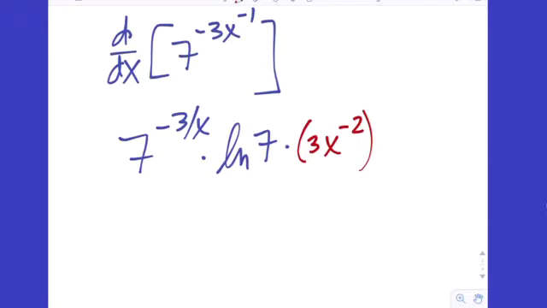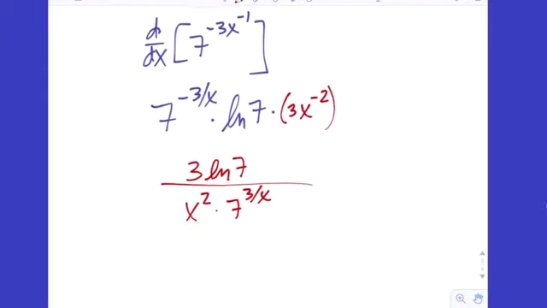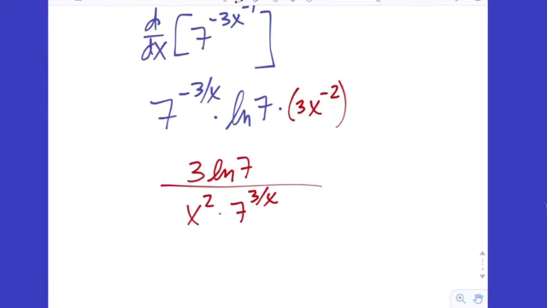Now, 2 of the 4 have negative exponents. So if you wanted to clean that up, you could say it's 3 natural log of 7 all over x squared times 7 to the positive 3 over x power. That would be one way to clean it up. Kind of looks nice like that. Now you could also do this.